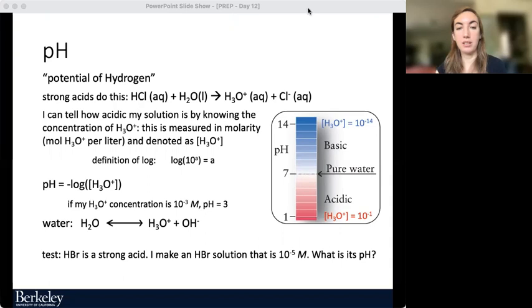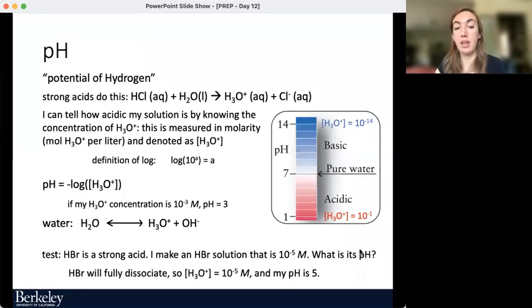So the important thing to realize here is that if my HBr solution is 10 to the minus 5 molar, every single HBr molecule is going to dissociate into H plus and Br minus. And then all of those H pluses are going to make H3O plus molecules. So if I have a 10 to the minus 5 molar HBr solution, then my concentration of H3O plus is going to become 10 to the minus 5 molar.